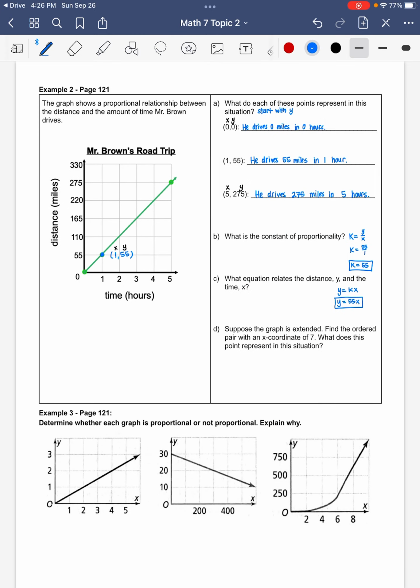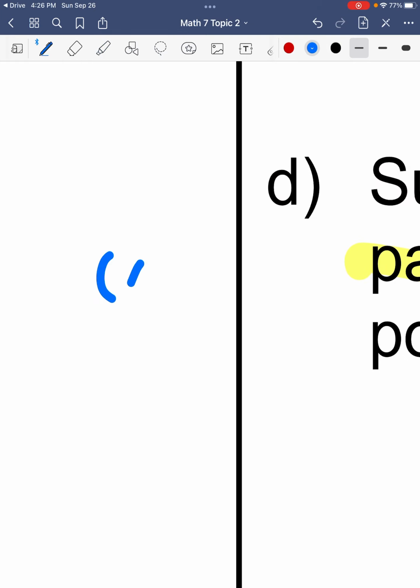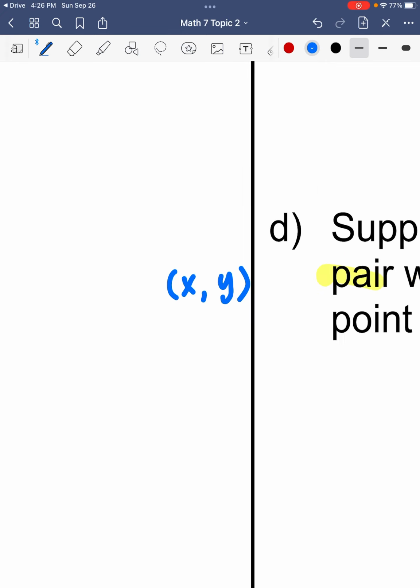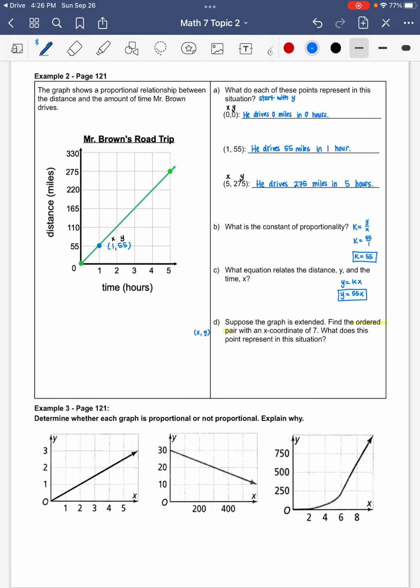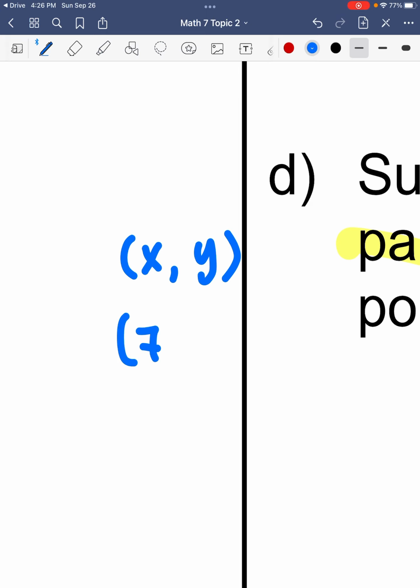And in part D, suppose the graph was extended. Find the ordered pair with an X coordinate of 7. What does the point represent in this situation? Okay, so first of all, the ordered pair means we're going to find the point on the graph. And points are written as X comma Y, right? So we're finding a point, and it tells us with an X coordinate of 7. So we're finding this point right here, 7, and then we don't know what our Y is.